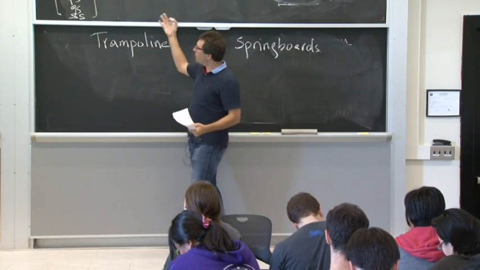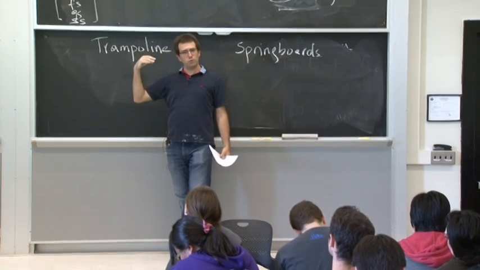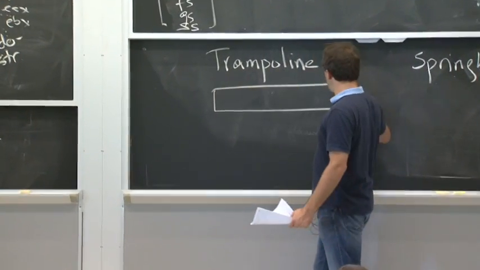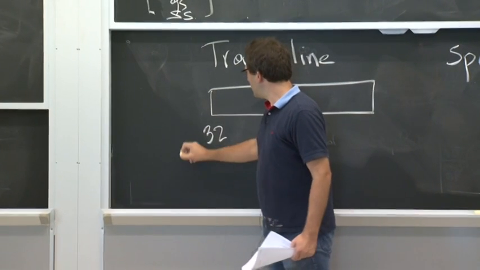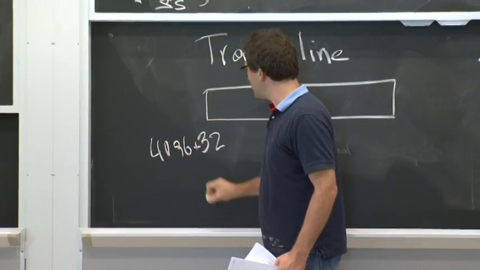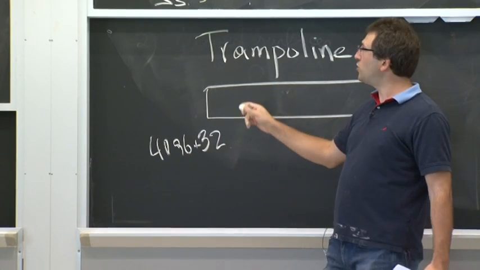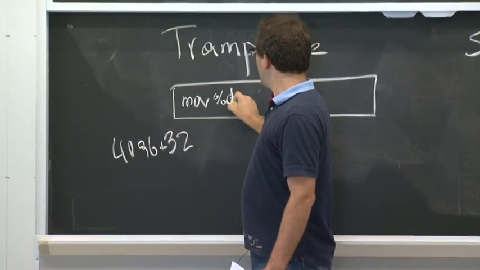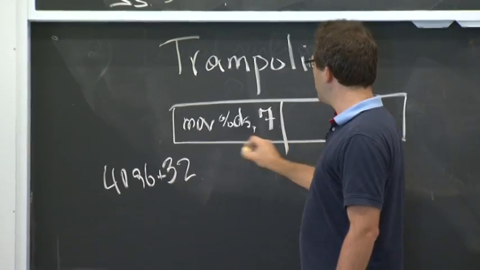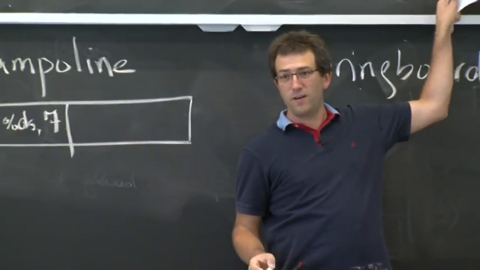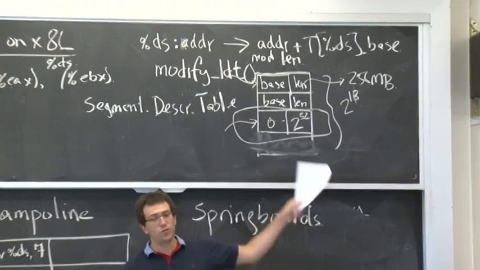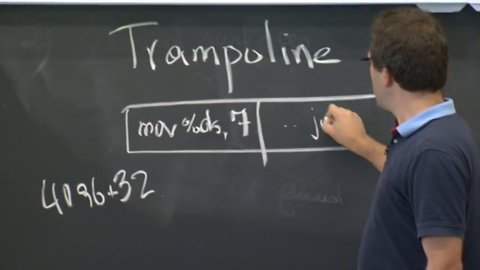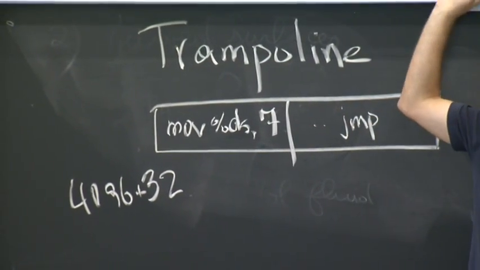The way you actually jump out of the sandbox and into the trusted runtime to do something like malloc or create a thread is you jump to a trampoline, which lives at a 32-byte offset. Maybe it's an address like 4096 plus 32. It's going to have some instructions to undo these segment selectors. It's probably going to move some value, maybe 7, into the DS register, and maybe 7 points to this entry here that's allowed for the entire 2 to the 32 address space. Then you're going to effectively move CS and jump somewhere up into the service runtime.